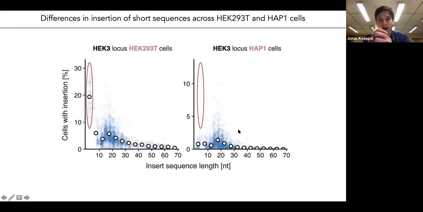But how do we compare across different cell lines? This is again showing the HEC3 locus. And we were quite surprised to find that there appears to be a difference between the HEK293T cells and the HAP1 cells. And the difference seems to be specific to those short sequences. So what you can see is in 293T cells, the short sequences insert quite well. But in HAP1 cells, the short sequences don't insert well. However, for the rest, it looks similar.